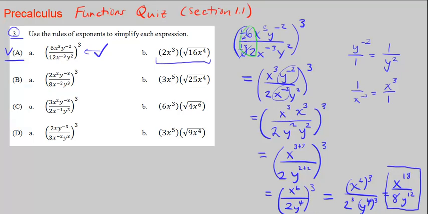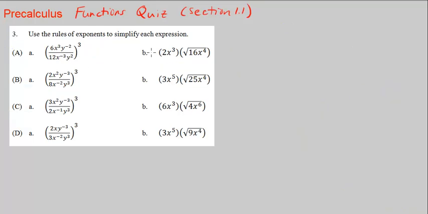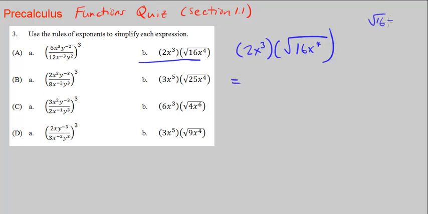Let me get rid of A, and let's move on to B. So we have 2x cubed times the square root of 16x to the 4th. Many people are okay with the square root of 16 equaling 4. So why is this true? Remember, because we can multiply 4 times 4 and we get 16, right? So let me rewrite this.